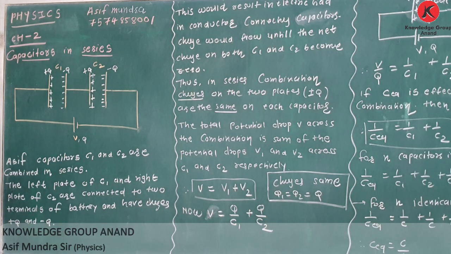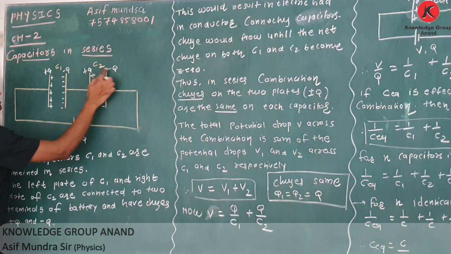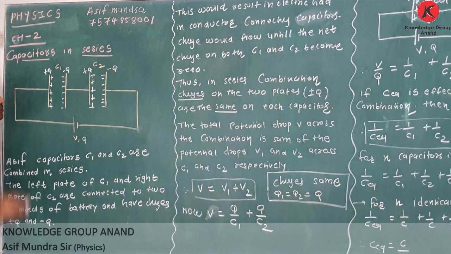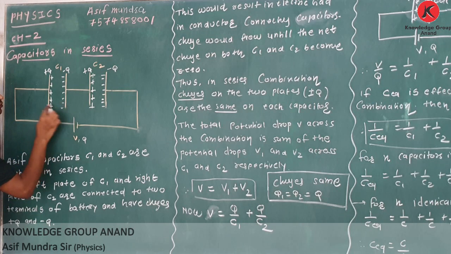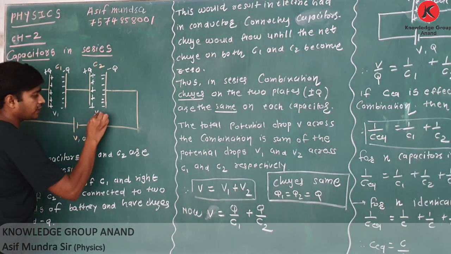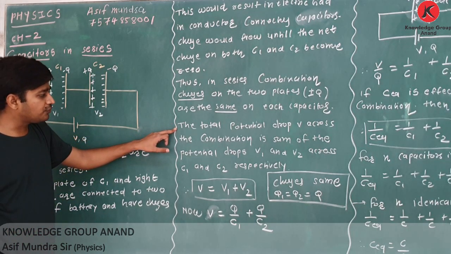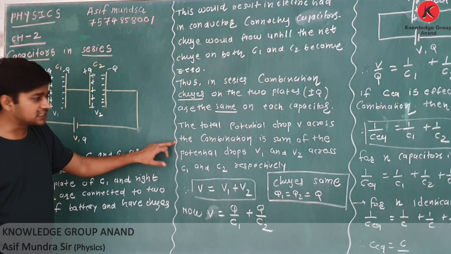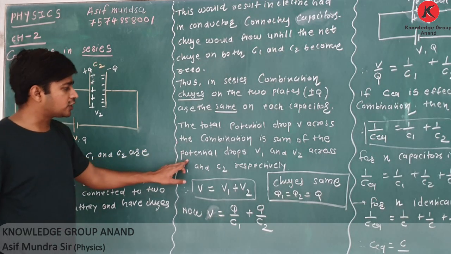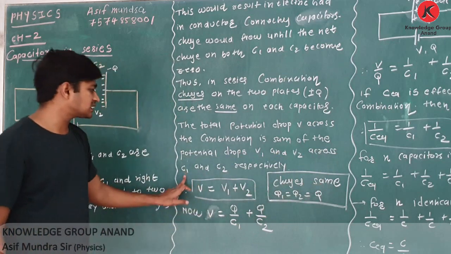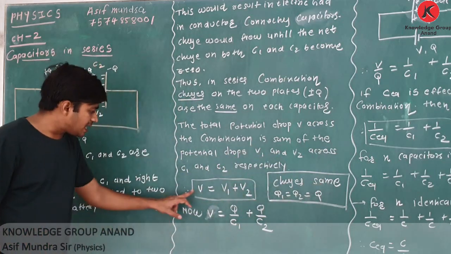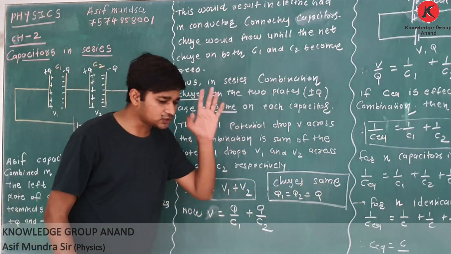Now its capacitance is C1, charge on it Q. Capacitor C2, charge on it Q. I am assuming that the potential difference between the two ends of the first capacitor is V1, and the potential difference between the two plates of the second capacitor is V2. Then the total potential drop V across the combination is the sum of the potential drops V1 and V2 across C1 and C2 respectively. That is, V is equal to V1 plus V2.